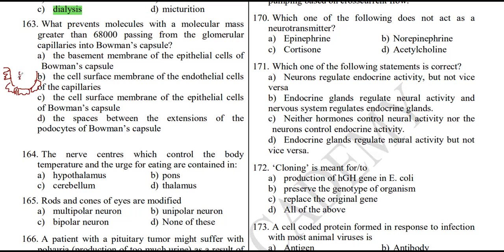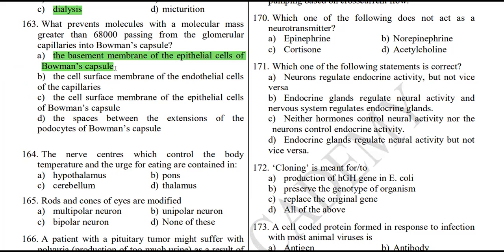And suppose any fluid molecules come, say the molecule is 68,000, the molecule size is more. So they cannot come through this basement membrane of the epithelial cells of the Bowman's capsule through the slits, right? Yes, so that's why they are not able to pass. So what makes them prevent? The basement membrane of the epithelial cells of the Bowman's capsule. That was the one which is not able to fit over here. So the answer is going to be option A.